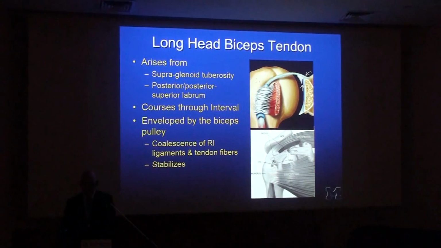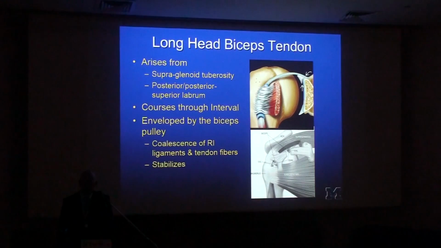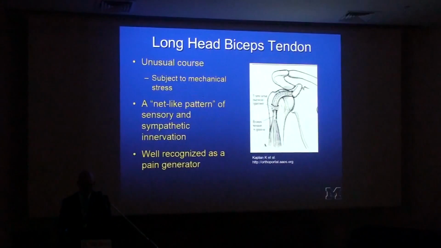It courses from the supraglenoid tuberosity area through the interval to the bicipital groove. As it approaches the groove, it's enveloped by a sling-like structure of tissues, the biceps pulley, which is a coalescence of ligaments: the coracohumeral ligament, the superior glenohumeral ligament, and portions of the subscapularis, and maybe even the supraspinatus tendon. They all form this sling-like structure called the pulley, and I'll talk about this shortly.